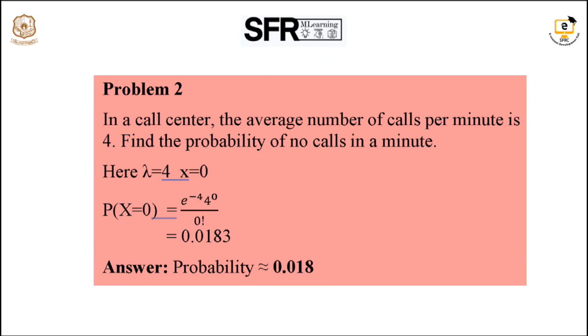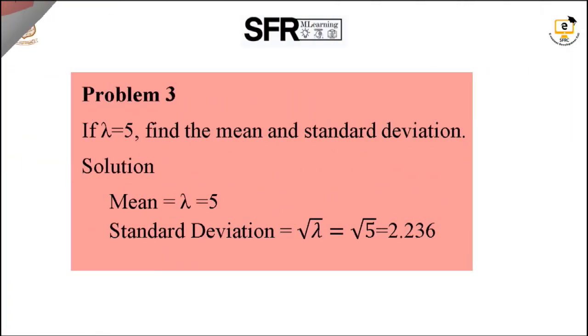Therefore, the probability of no calls in a minute is 0.018. Problem number 3: if lambda equals 5, find the mean and standard deviation. We know that the mean is lambda, that is the number of occurrences, therefore the mean is 5. And the standard deviation is root lambda, that is the square root of the number of occurrences, which is equal to the square root of 5, which is equal to 2.236.